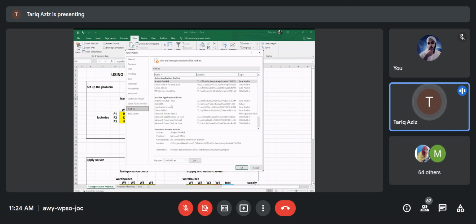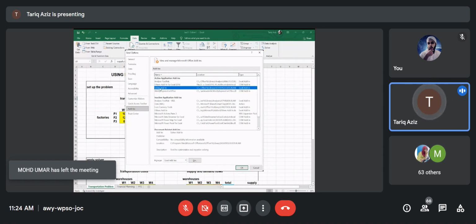various inbuilt add-ins are showing up here. So you have to look for solver. Since I have already enabled this solver, it is showing in this active application add-ins. In your systems, when you start, you will not find this solver add-in in the active application add-ins. Instead, you will see this option in inactive application add-ins.